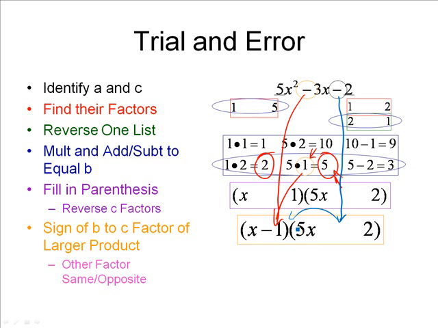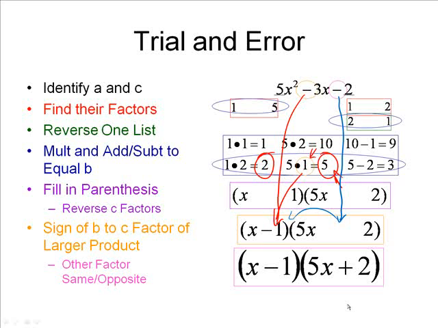So the opposite of negative will be positive. And we get the factorization x minus 1 times 5x plus 2. And if we FOIL that back out, we will in fact get the original 5x squared minus 3x minus 2. Now many people look at this and say, well, that's not too bad. I do that all the time. That's the way I learned it a long time ago.